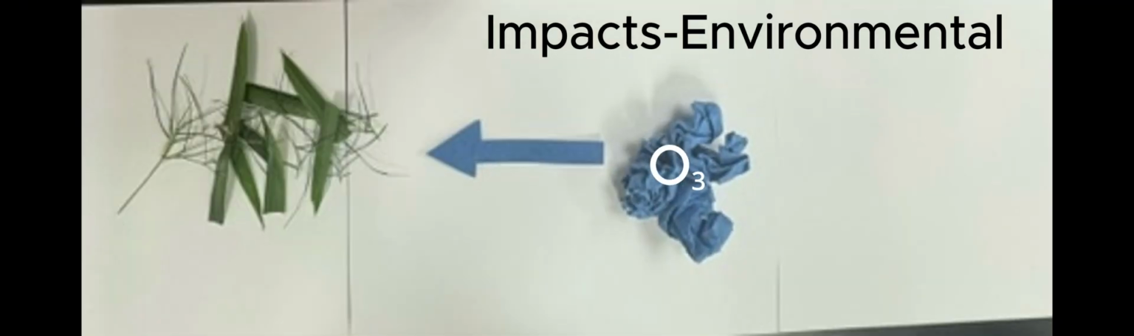Let's look at the impacts of smog. Starting with environmental impacts, photochemical smog can reduce sunlight, limiting photosynthesis. It can also damage plant stomata and irritate animal respiratory tracts. In the case of human impacts, photochemical smog can act as a respiratory irritant, worsening asthma, bronchitis, COPD, and irritating the eyes.